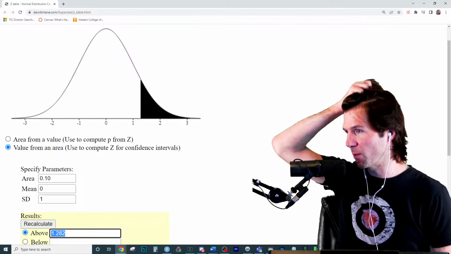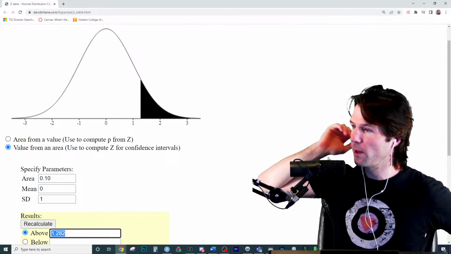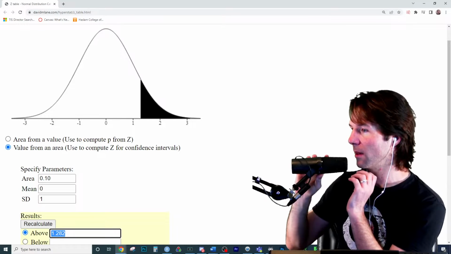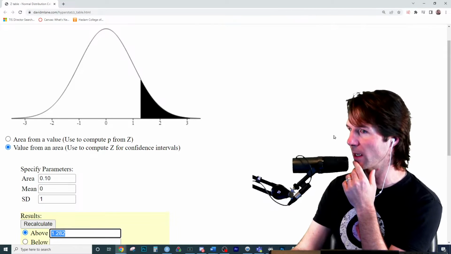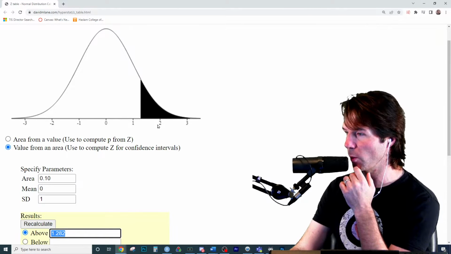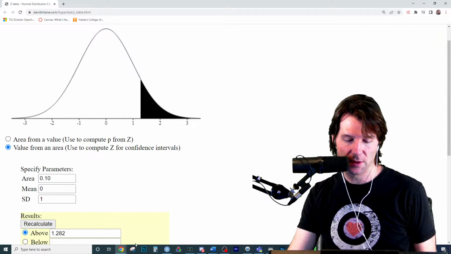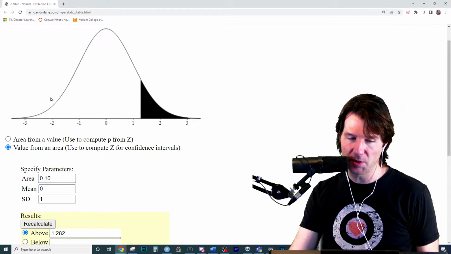This is the what for the 90th percentile? That is the what? That's the Z-score. Correct. Because it's on a curve with zeros and ones. So that's the Z-score for the 90th percentile.